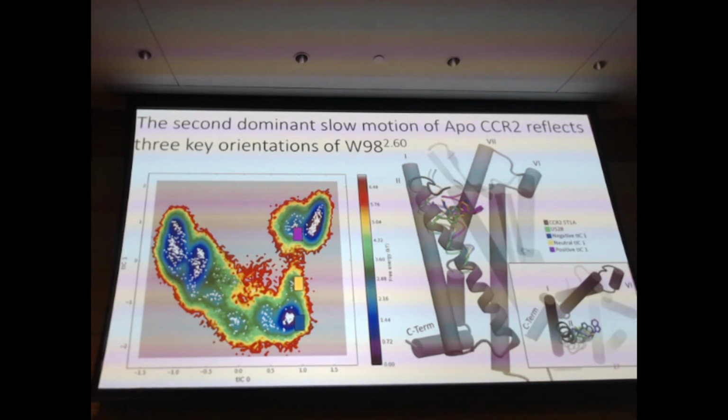And so this residue is critical for chemokine and other ligand binding. It interacts with the ligand in the crystal structure. But the range of these slow conformational changes in this residue will help us understand the binding mechanism of chemokines in general, and also this ligand, which we're not entirely sure about.